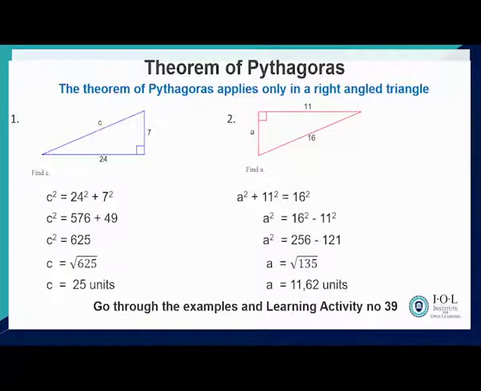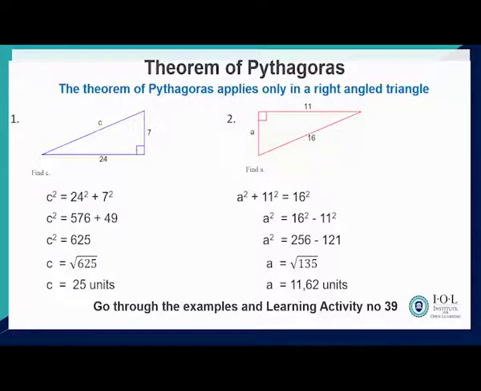So the Theorem of Pythagoras, look at the first example. There I need to work out the hypotenuse side, the long side. So I just say c squared equals 24 squared plus 7 squared. The square on the short side plus the square on the other short side. Get your final answer, but that's c squared.